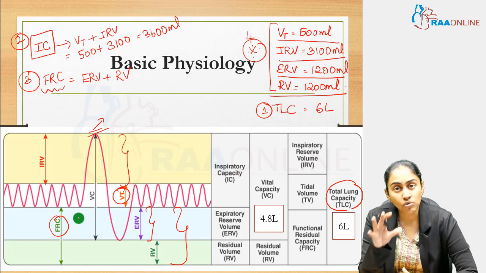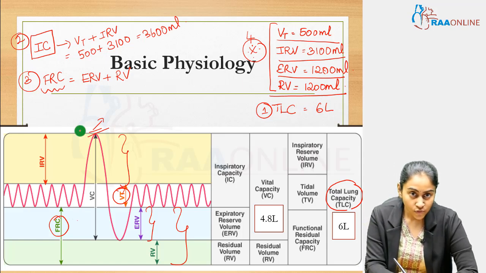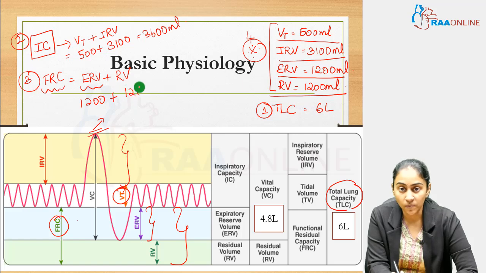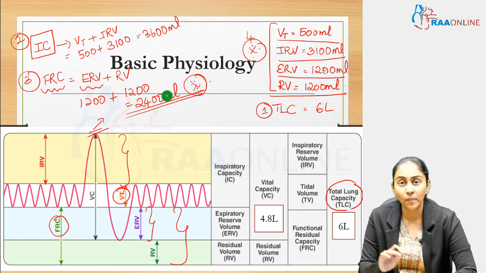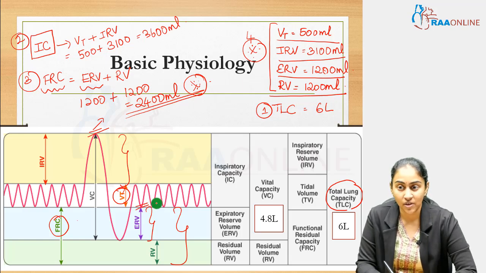the amount of air that is going to remain in the lung is not only the residual volume but also the volume of air that is going to be expelled during a forced expiration, which is your expiratory reserve volume. So FRC will be your expiratory reserve volume 1200 ml plus the residual volume 1200 ml. So FRC, functional residual capacity, is going to be 2400 ml. It is the amount of air that is left behind in the lung at the end of a normal tidal expiration. This is the point of normal tidal expiration.